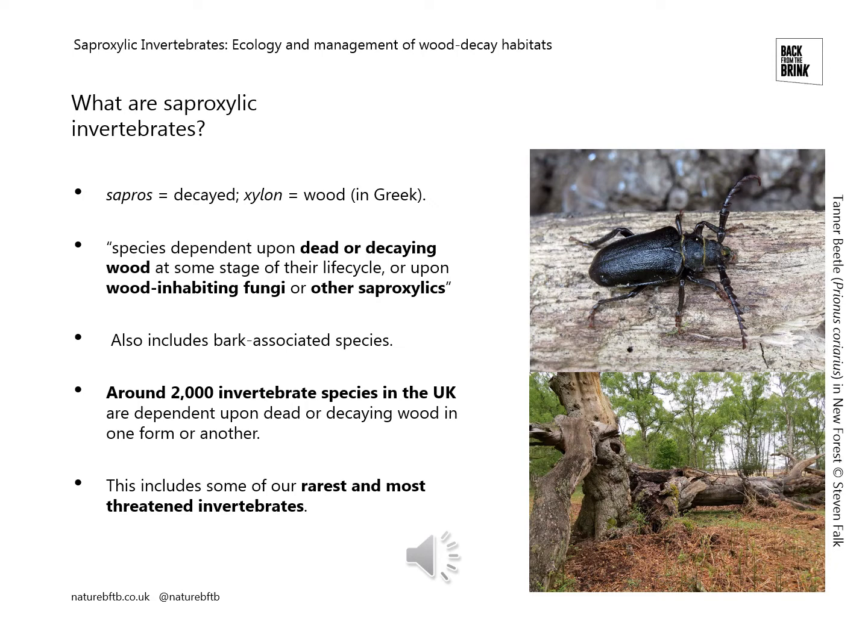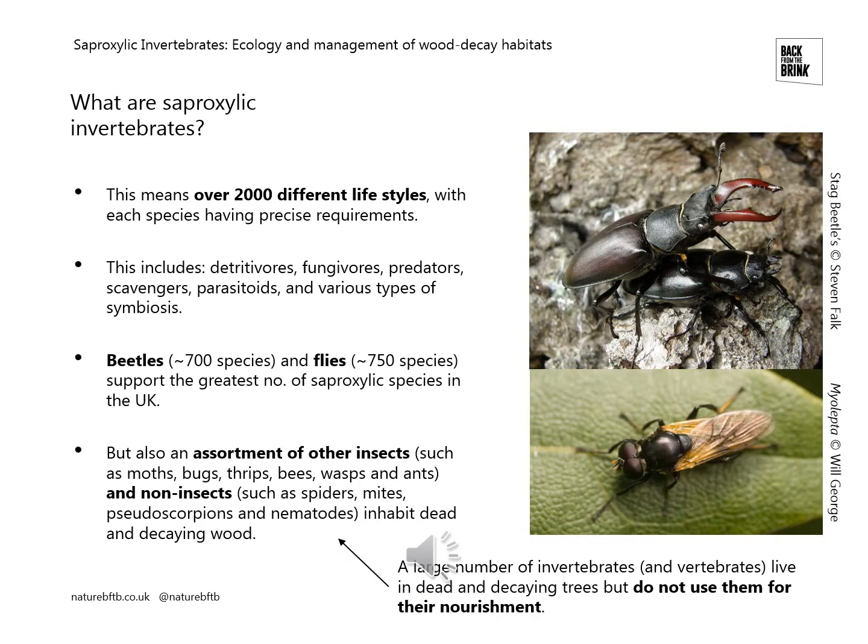And there are around 2,000 invertebrate species in the UK that are considered saproxylic, which includes some of our rarest and most threatened invertebrate species. So with these 2,000 different species, there are 2,000 different lifestyles going on. So our saproxylic invertebrates can be detritivores, they can be fungivores, they can be predators, scavengers, parasitoids, and show various types of symbiosis as well.